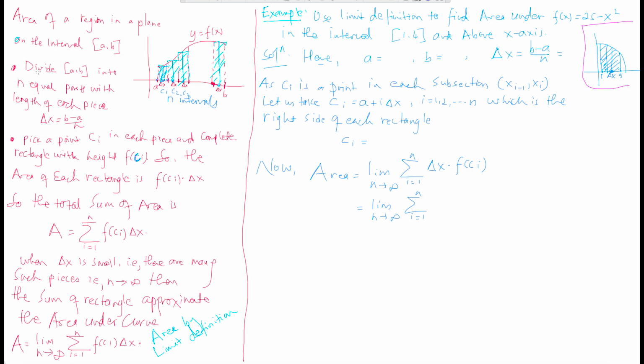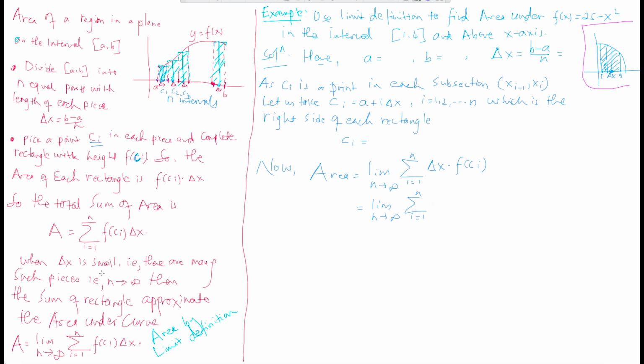Divide the interval AB into n equal parts with the length delta x equals b minus a over n. That's the same thing. So pick a point ci in each piece and complete the rectangle with height f of ci. So the area of each rectangle is f of c1 times delta x, f of c2 times delta x, f of c3 times delta x, and so on.